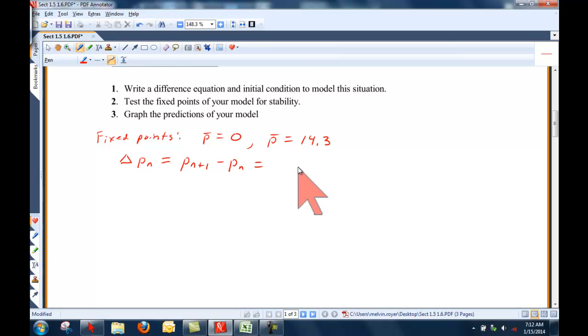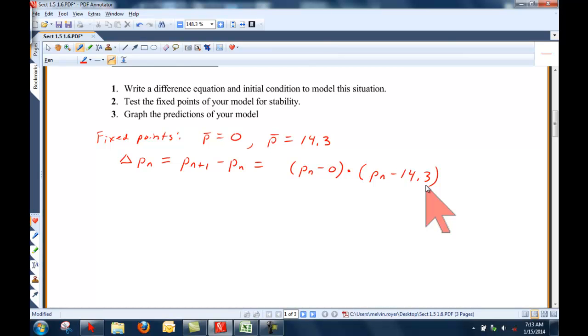We want 0 to be a fixed point. The easiest way to achieve that is to be sure that whatever else is in the model, it's multiplied by a factor of Pn minus 0. And then when we plug in 0, one of the factors will be 0. The right-hand side will be 0, the change will be 0, i.e. fixed point. The other fixed point that we would like is at 14.3. Let me go ahead and do this for a moment. And now let's talk just a little bit about it.